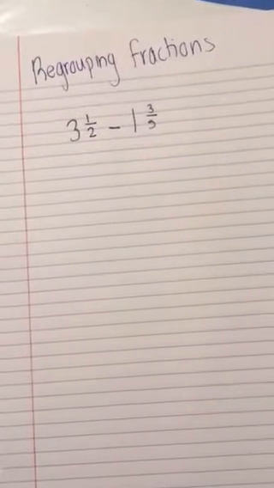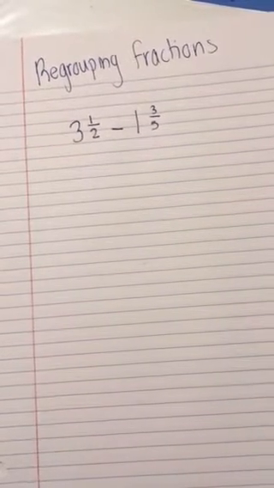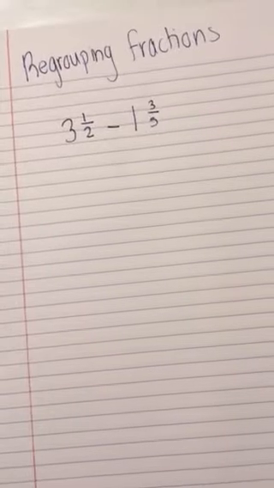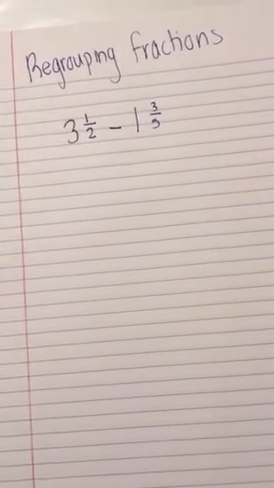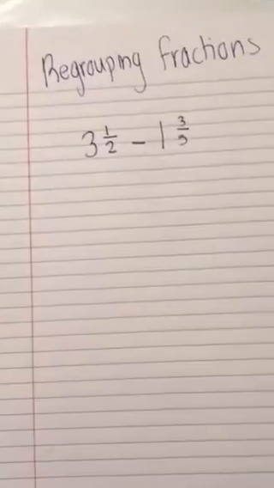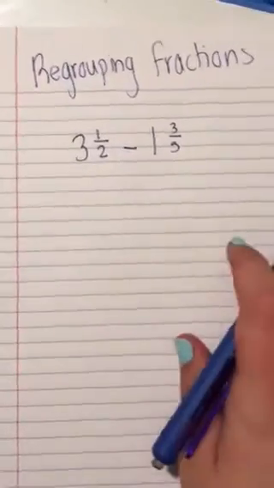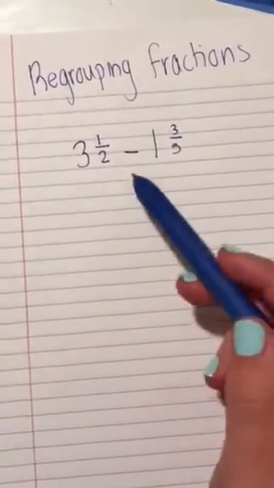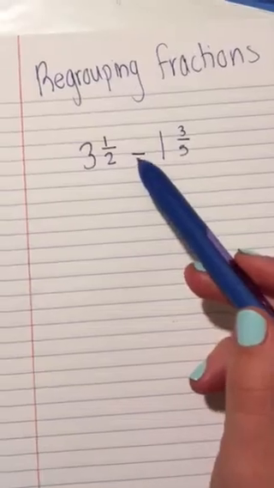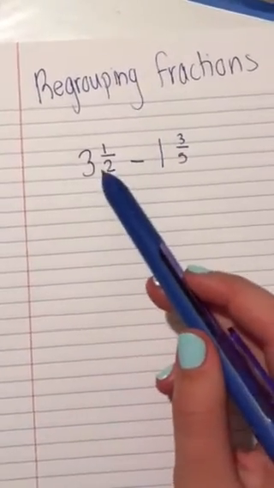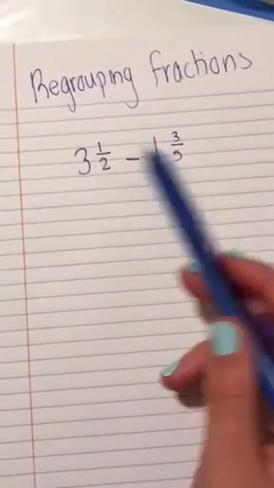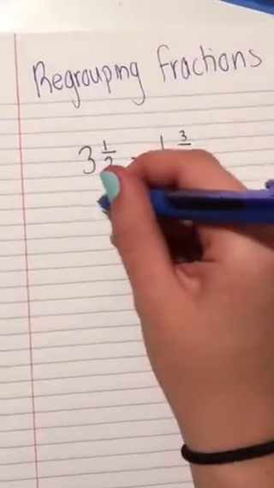Hey guys, so this is a skill we worked on a while back, but it's a really important skill and it reviews a lot of skills we've done in the past. So this is about regrouping fractions, and we regroup fractions or mixed numbers when we're subtracting. Now it's important when we see that we're subtracting or finding the difference between two mixed numbers that we write it like this so we can better visualize.